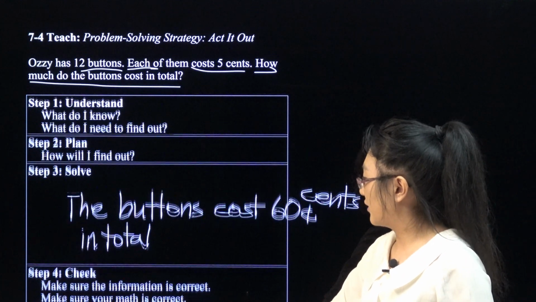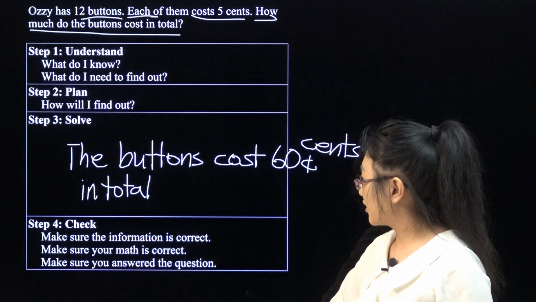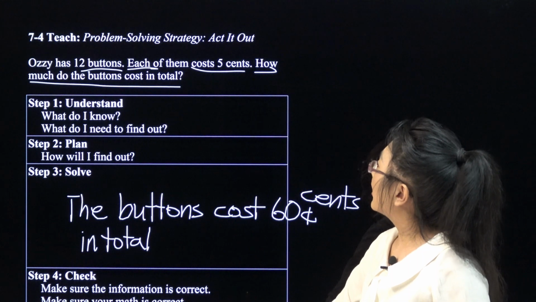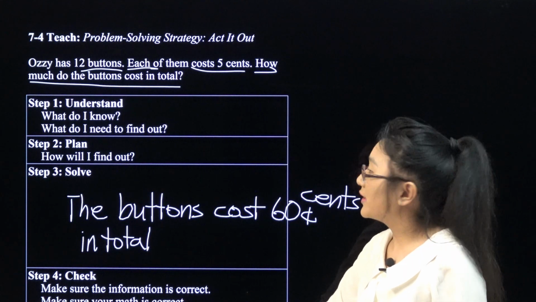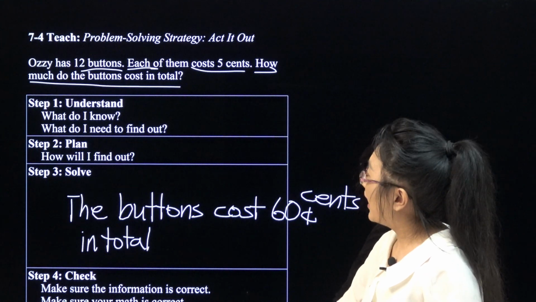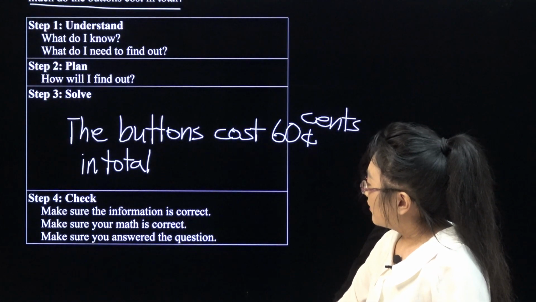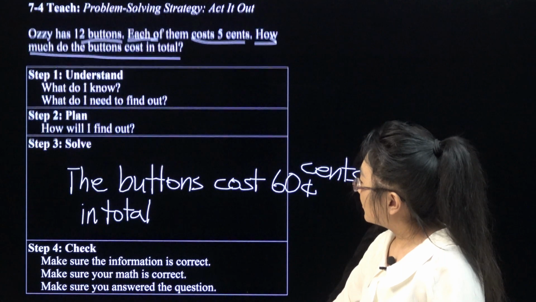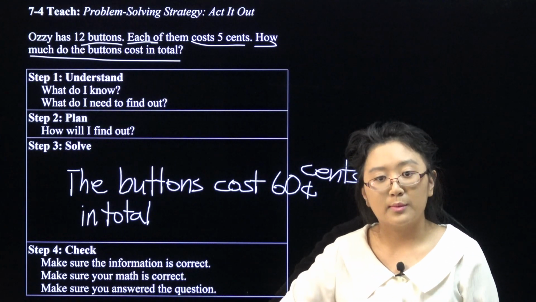Anyhow, let's check our answer. Make sure the information is correct. Ozzy has 12 buttons. Okay, 12. We did count 12. Each of them is 5 cents. We counted by 5. Make sure your math is correct. Well, we did count them all out.